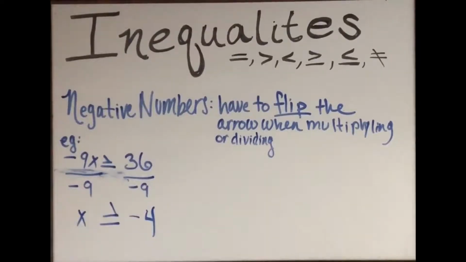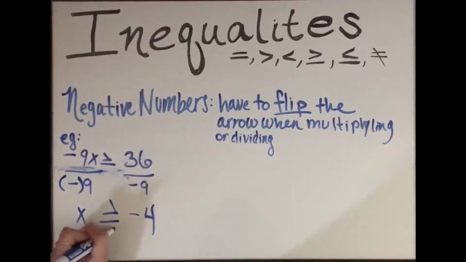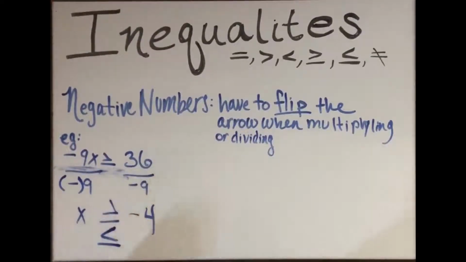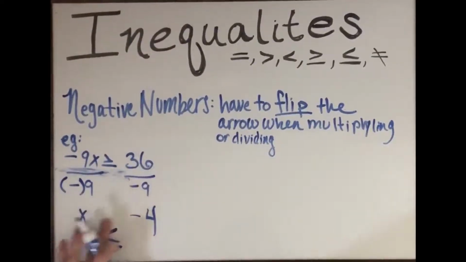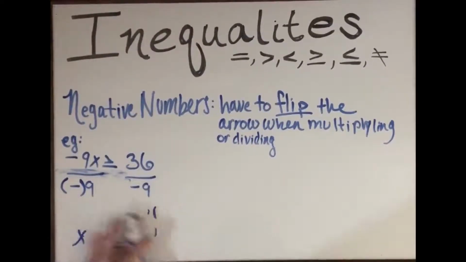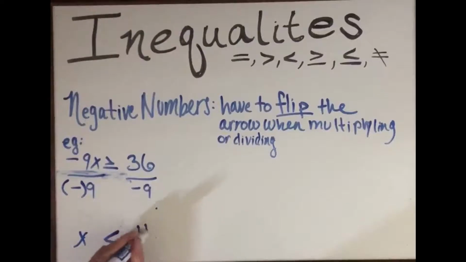So that would be what we would think is our answer. But since we divided by a negative number, we have to flip the arrow so it becomes this instead. We'll carry all that down. X is less than or equal to negative 4. And that's really the only problem with inequalities, is that when we multiply or divide by negative values, we have to flip the arrows.